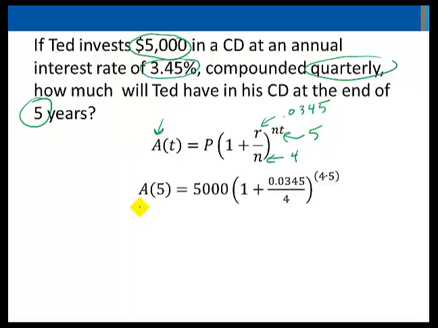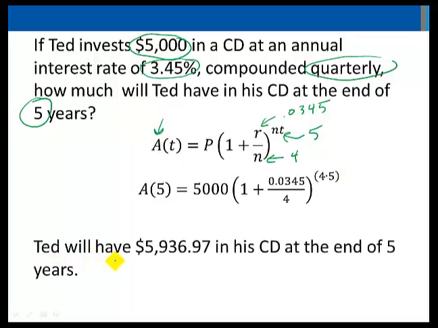I have A, the amount Ted will have at the end of 5 years, is equal to 5,000 times (1 plus 0.0345 divided by 4) raised to the power of 20. So I'll plug this in a calculator, and that will give me the solution that Ted will have $5,936.97 in his CD at the end of 5 years.